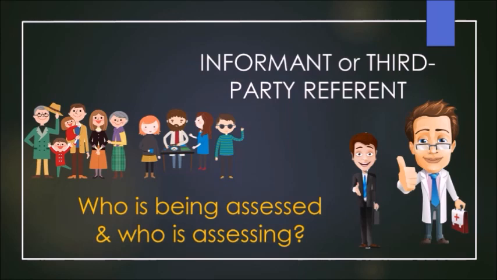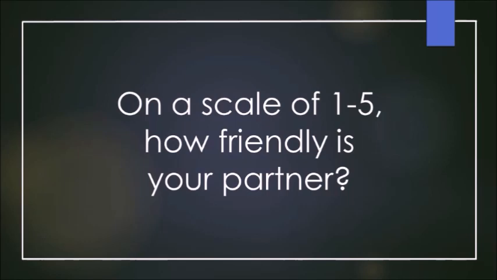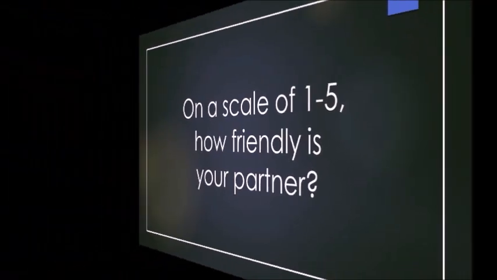Sometimes, aside from giving the test taker a self-report questionnaire, it's also complemented by a form that is answered by a family member or a friend or a teacher, so that the answers from the test taker himself and the informant can be validated, can be cross-checked with each other. This also gives a broader insight about how the test taker is across different contexts and situations. So if you're asked this question on a scale of 1 to 5, how friendly is your partner, then you become the informant or the third-party referent.